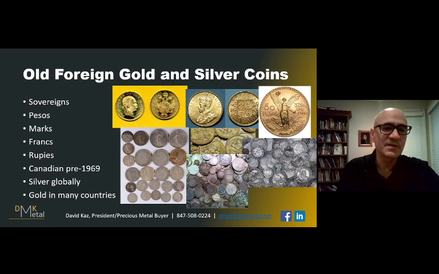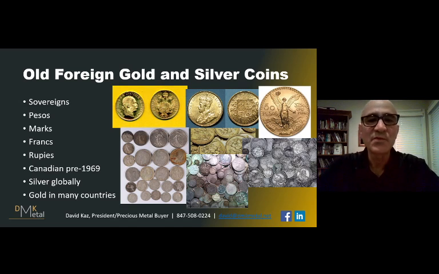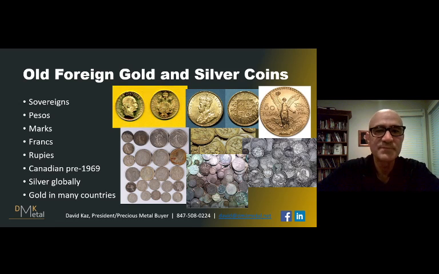Now here are some examples of gold and silver coins from around the world. There were sovereigns, pesos, marks, francs, and rupees made from gold and silver, and you see some sample images here. Some silver coins, for example some pesos, had only 50% silver, some were 80% silver, and some were 90% silver, so different amounts of silver based on what country the coins were minted in. The same goes for gold coins, and you see some examples at the top: sovereigns, rupees, and pesos.